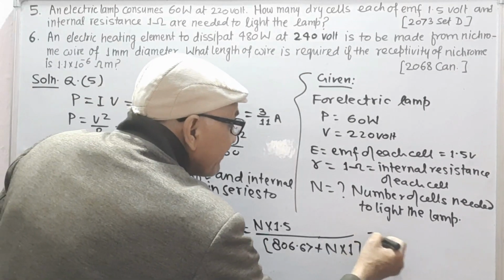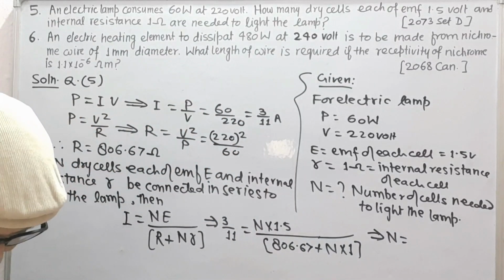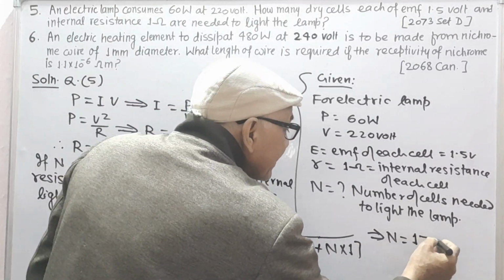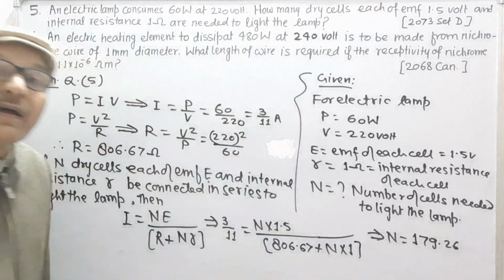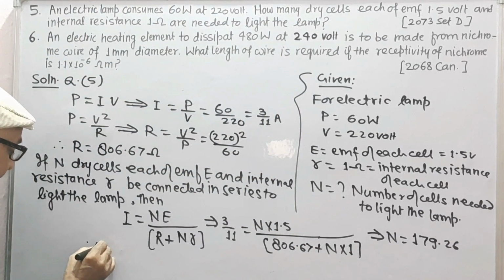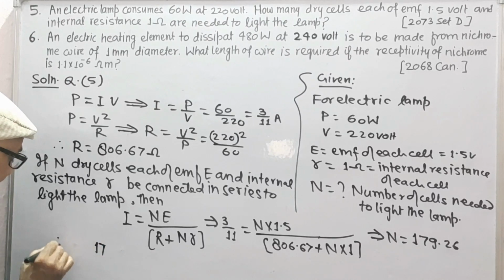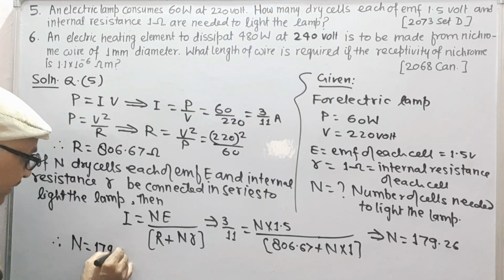On simplification we get n equal to 179.26. Therefore, n will be equal to 179 cells.